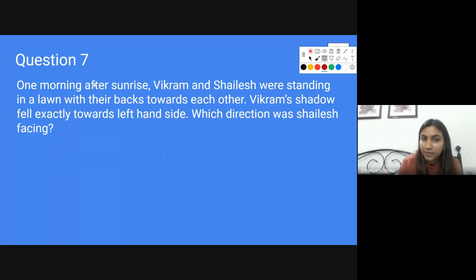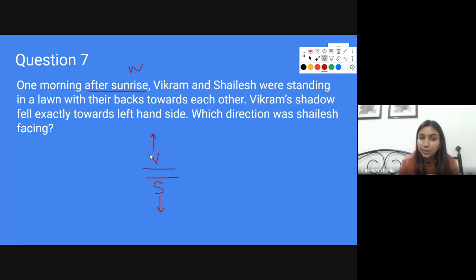So first of all, the question is talking about after sunrise, so we know that the shadow will be in the west. Now Vikram and Shailesh were standing in a lawn with their backs towards each other. So Vikram, suppose, was facing this way, and Shailesh was facing the opposite side here. Okay, because their backs were towards each other, meaning Vikram was facing this side and Shailesh was facing the opposite side.